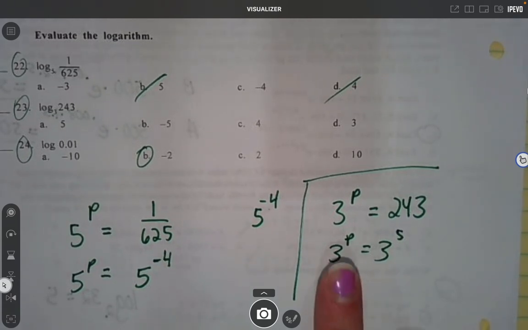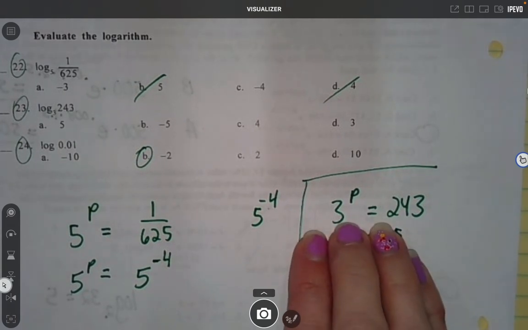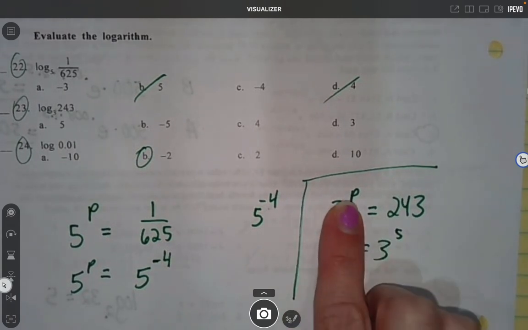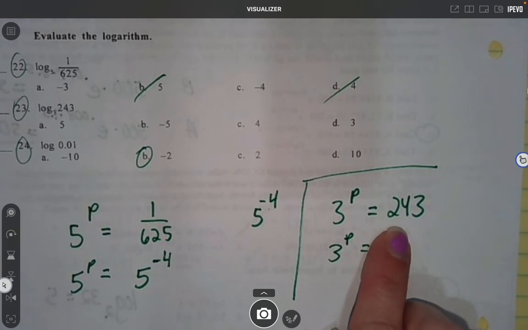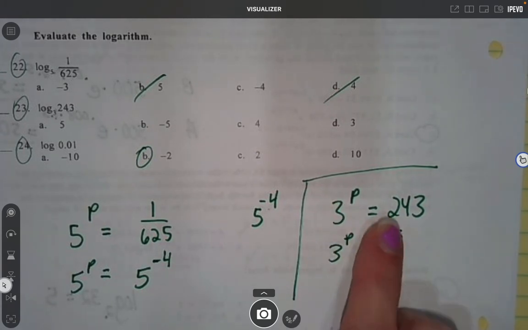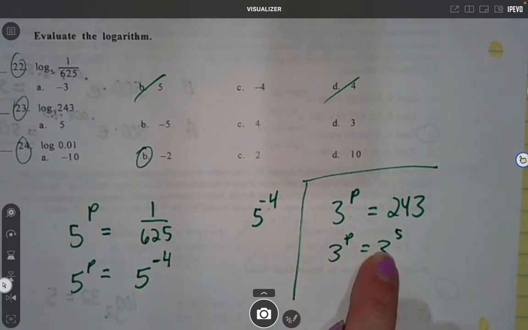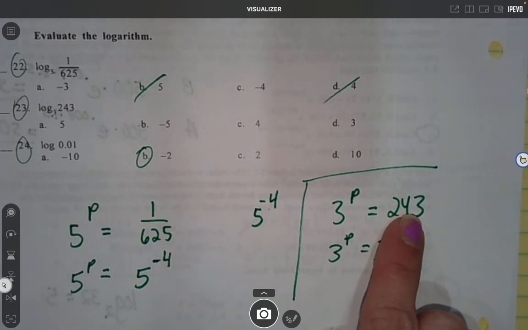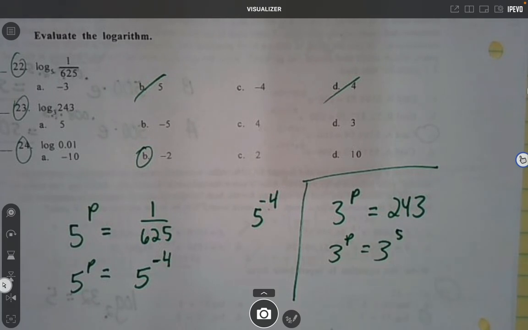You may. So first thing you have to remember how to set it up. The base to the power equals the number. So 3 to your power equals 243. So you have to get the bases the same. So I'm like, okay, 3 times itself how many times is 243? Just try different numbers. Is 3 to the 4th power 243? No. Is 3 to the 5th power 243? Yes. So that's why my answer is 5.